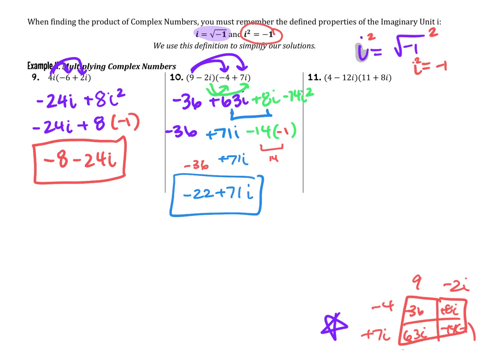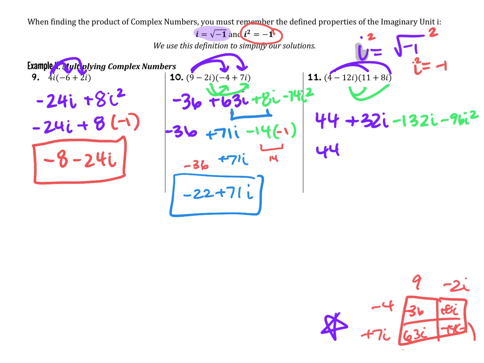Okay, I'm going to encourage you to pause the video and work through this last one on your own, and then unpause the video and see how you did. All right, step 1, we're distributing. That's going to give me 44 plus 32i. Then distribute my negative 12i, so that's going to give me negative 132i minus 96i squared.